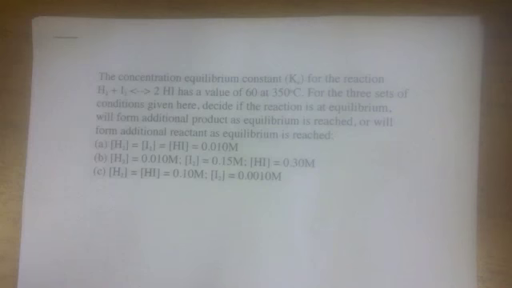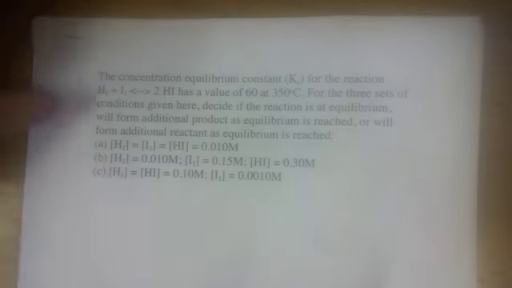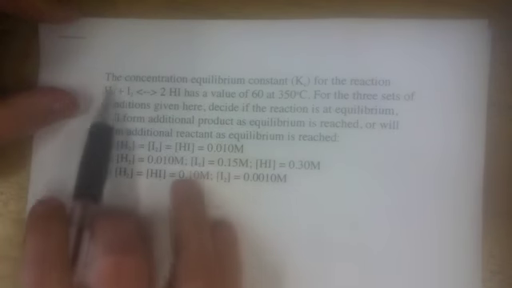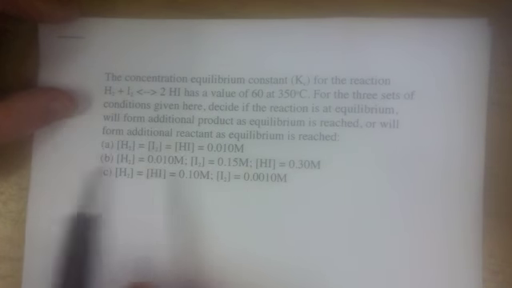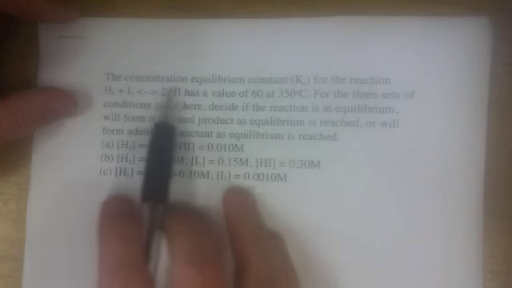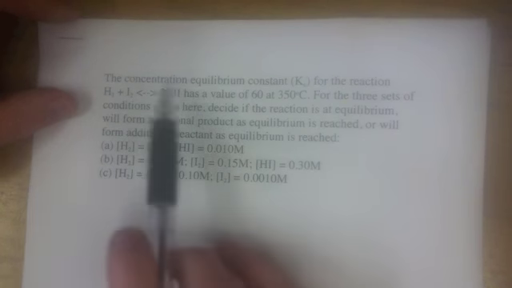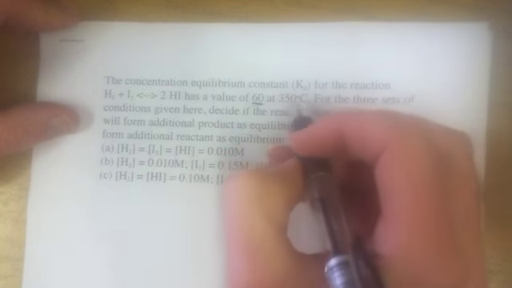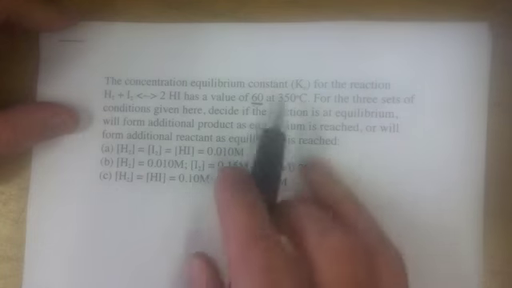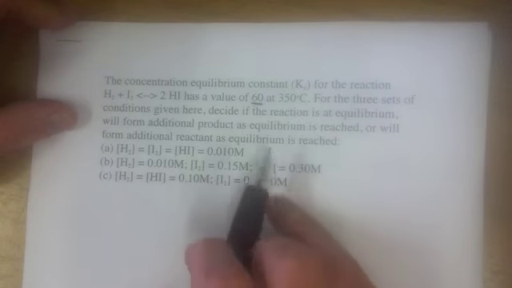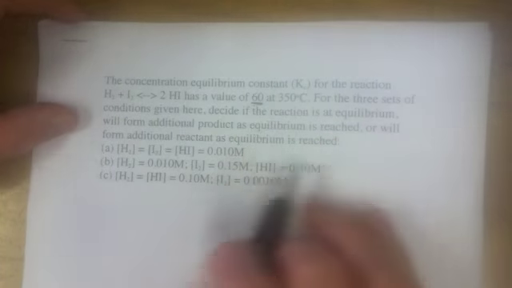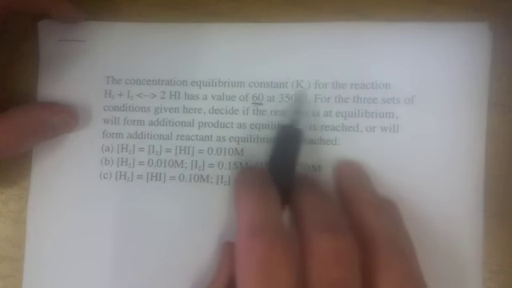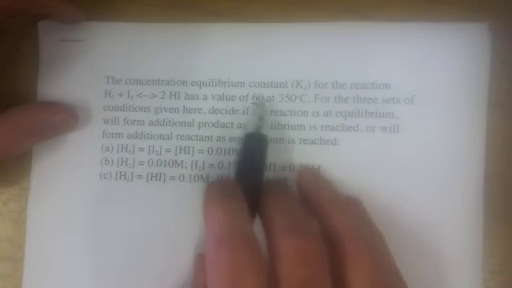Now the first one is just using the equilibrium constant to see if something's in equilibrium or not. We've got a system where hydrogen and iodine react together to form hydrogen iodide. The equilibrium constant for this is 60 at a certain temperature, because if you change the temperature you're going to change the equilibrium constant. The most important thing is that it stays at this temperature for the whole question, so we're not changing the equilibrium constant.